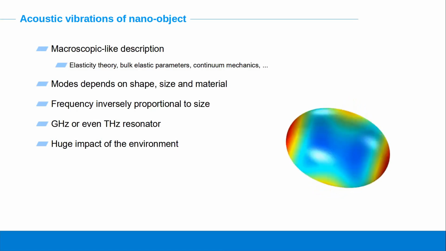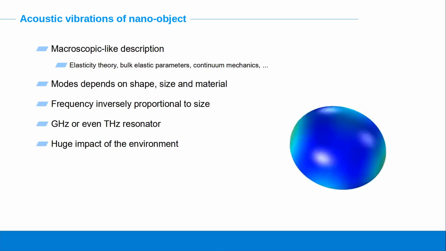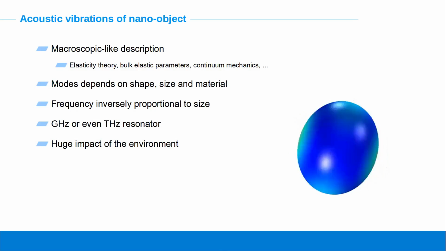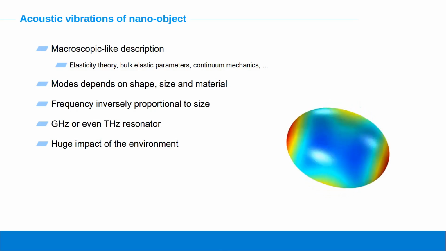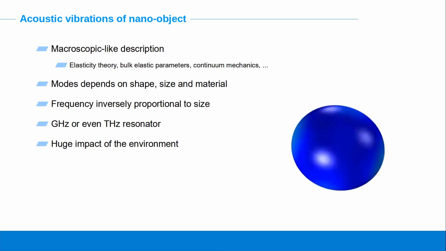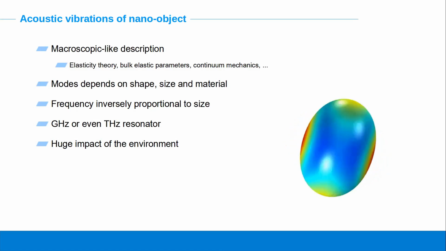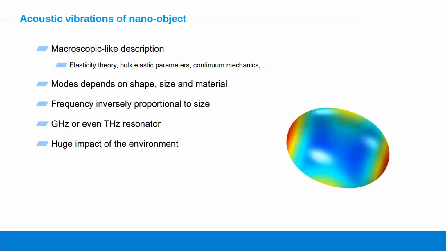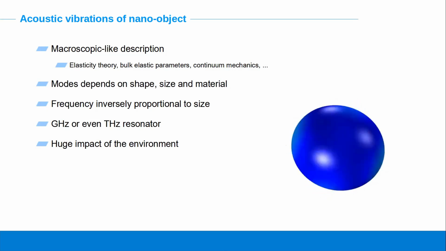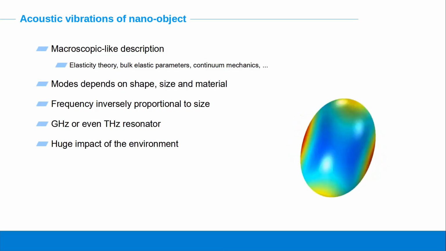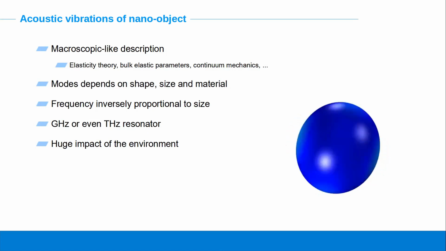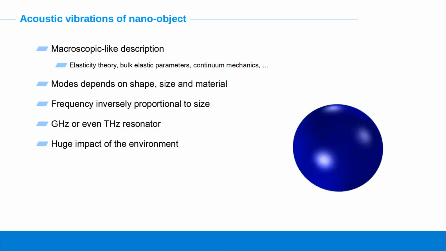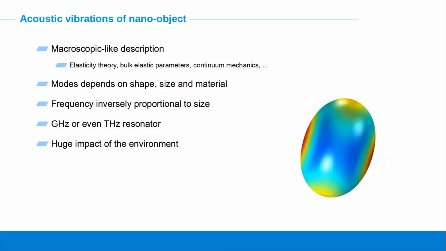So even for particles which you can basically count the number of atoms, I think the record was something like 1.3 nanometers. So for a nanoparticle made of gold, it was something like 75 atoms of gold. You can still describe it just like you would describe any material and every object in this room. And so, of course, the modes of the nanoparticle will depend on shape, size, and material. And since the frequency is inversely proportional to the size, you will obtain a resonator with resonance frequency in the gigahertz or even terahertz range.